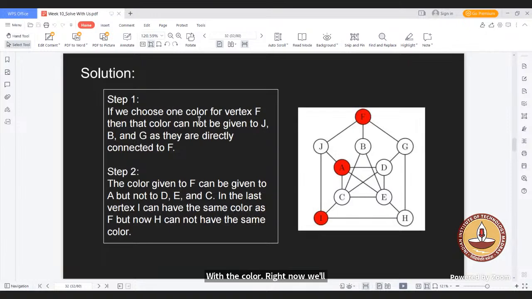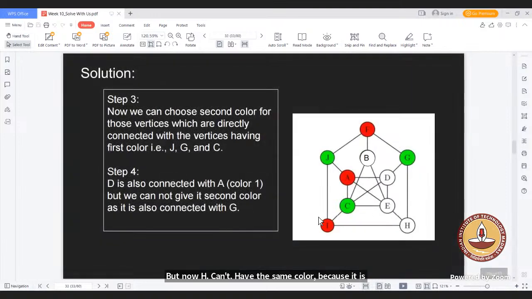So if we choose one color for vertex F, then the color cannot be given to J, B, G as they are directly connected to F. Step 2, we'll see the color given to F can be given to A, but not to D, E, and C because they're directly connected with A. The last vertex, I, can have the same color as F, but now H can't have the same color because it is directly connected with I. So now we'll choose the second color.